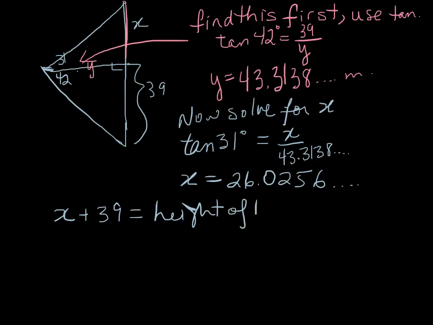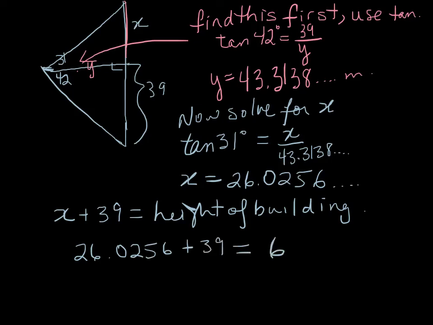So that ends up being 26.0256 plus 39, and that gives us a height of 65.02 meters. So we can say that this building is approximately 65 meters high.